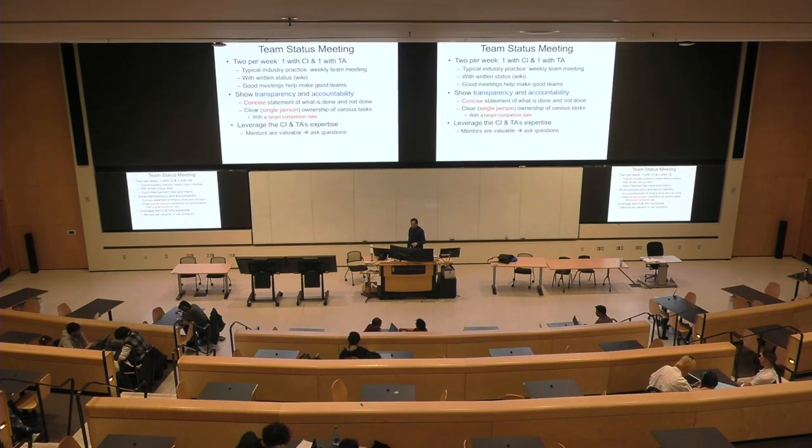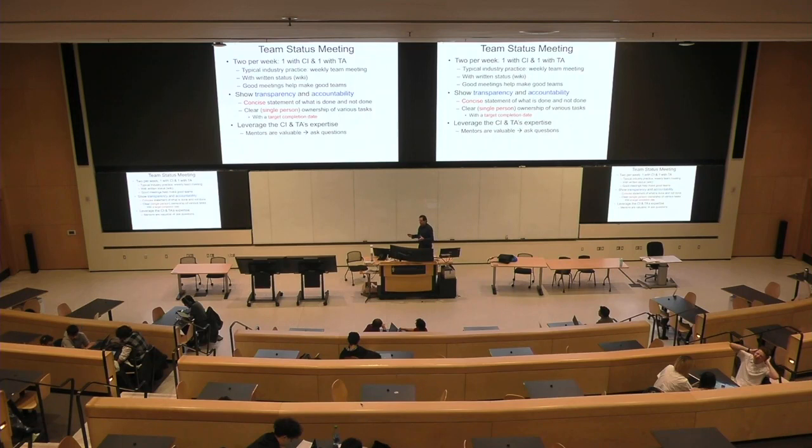Okay, so another thing that teams should do is have a status meeting. So typically in industry, you have a weekly status meeting for teams. So we're modeling that in this course. You have 2 status meetings every week, one with your CI, one with your TA.